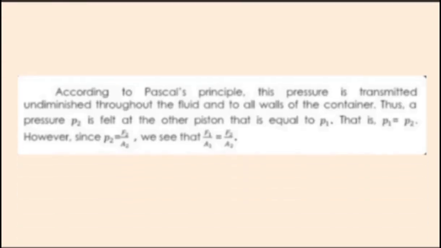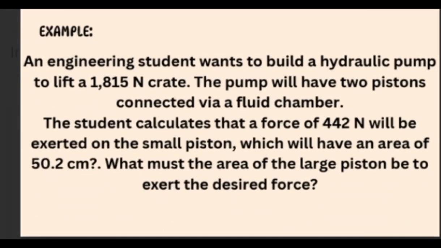Now, according to Pascal's principle, this pressure is transmitted undiminished throughout the fluid and to all walls of the container. Thus, a pressure P2 is felt at the other piston that is equal to P1. That is, P1 equals P2. However, since P2 equals F2 over A2, we see that F1 over A1 equals F2 over A2. Pretty simple, right?